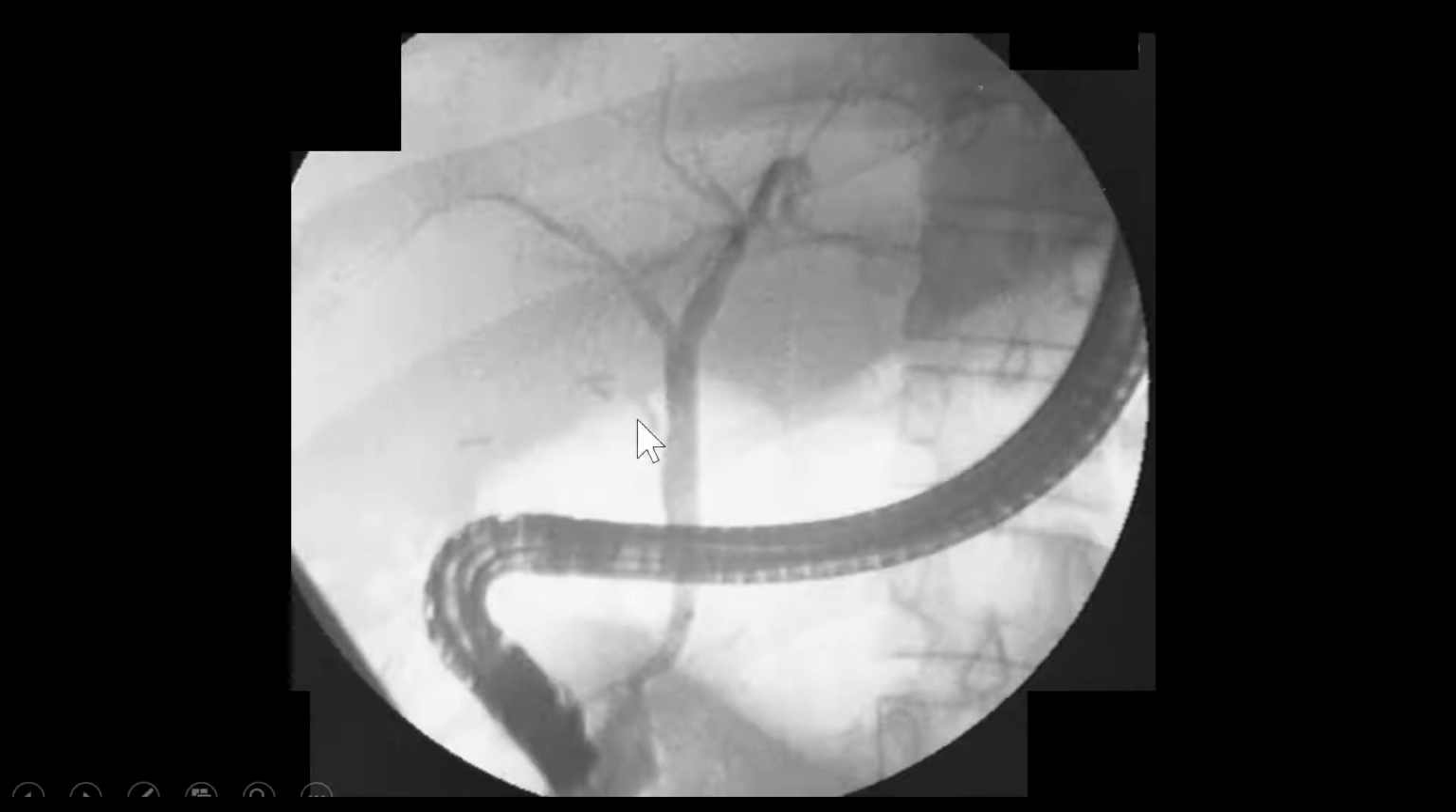If they think somebody has retained stones, this guy's got a bunch of surgical clips in the gallbladder fossa, so maybe he already had his gallbladder removed. If they think he has stones that are retained in the bile duct somewhere, we can do this study to do that. So here we're injecting contrast in that biliary ductal system.